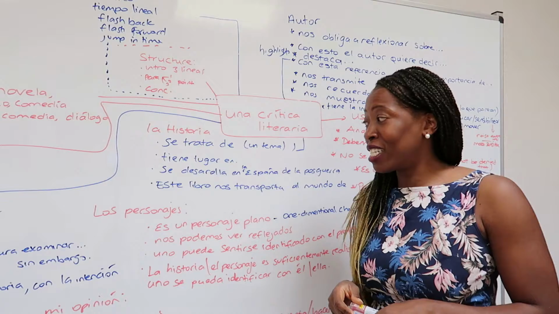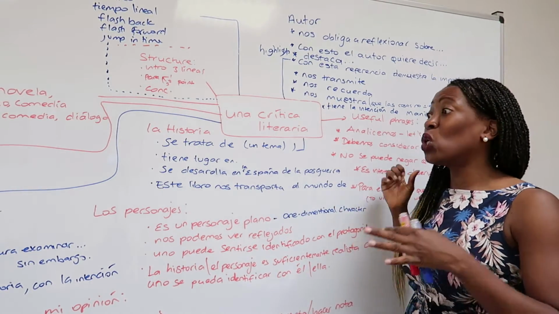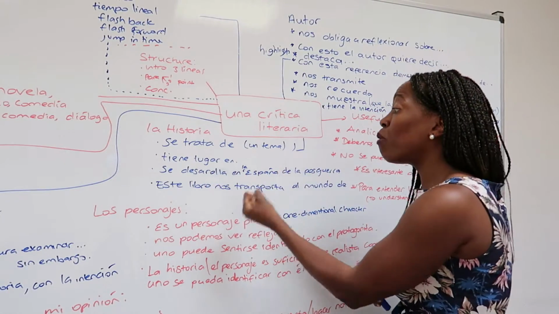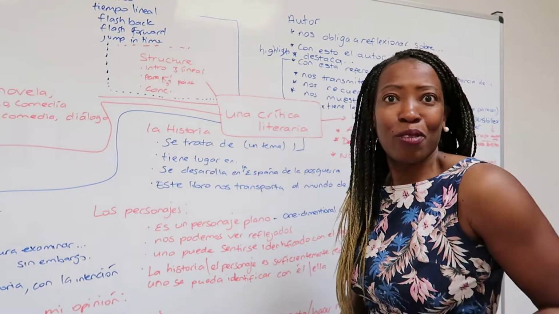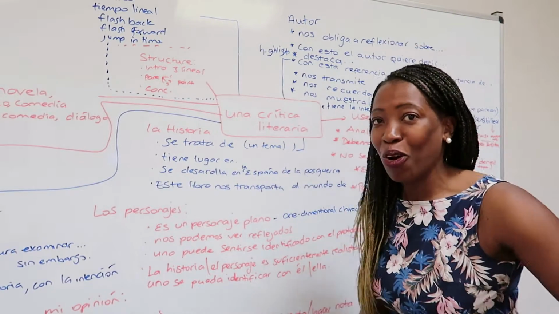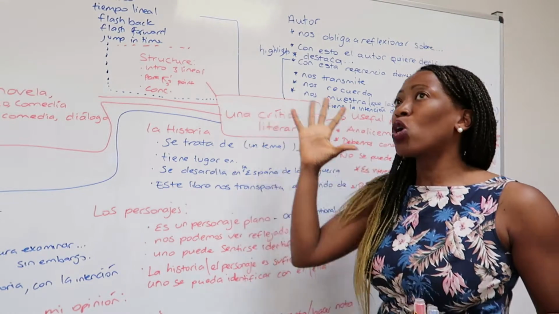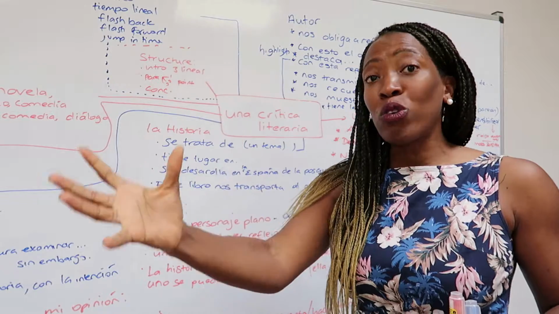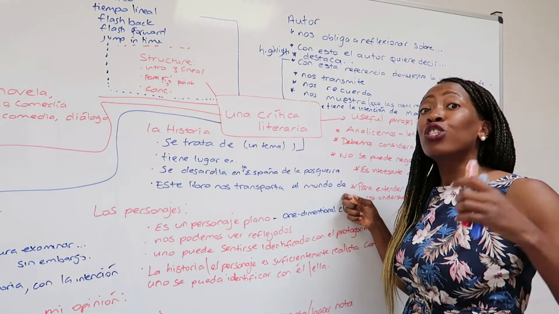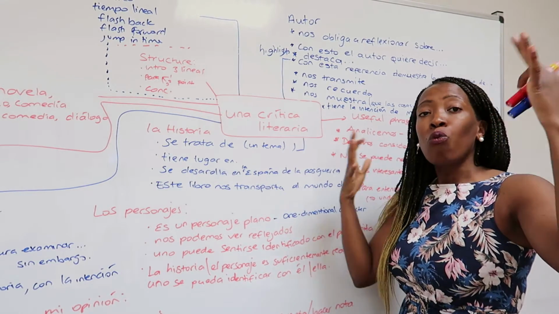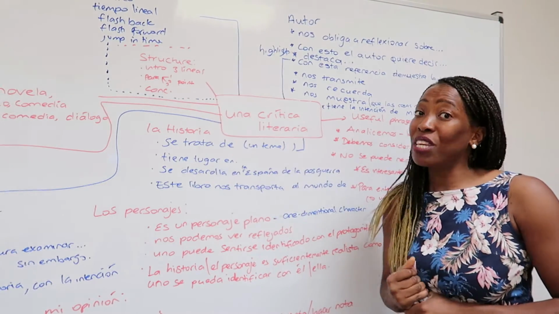These things you could jiggle about, manipulate, change around to fit what you're writing. Este libro nos transporta al mundo de. So this book takes us to the world of Shakespeare, for instance. Obviously not, you're not doing English, are you? So this book takes us, nos transporta. It transports us somewhere, al mundo de. Where does your book take us? That's something we need to mention.